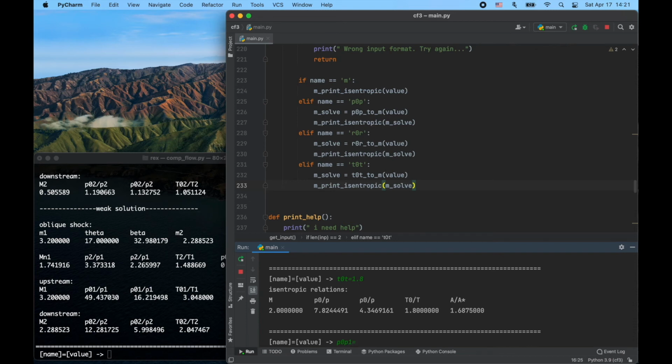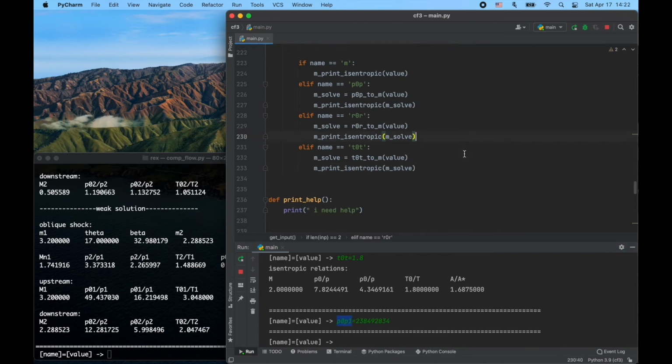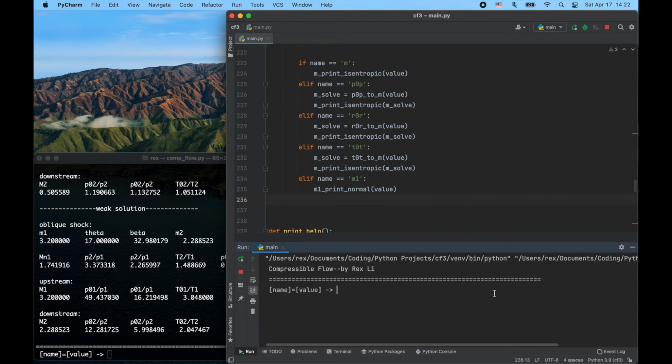All right, this is isentropic relation, and the next is normal shock relation. For normal shock, the core is Mach number 1, right? So Mach number 1, print normal and value. Let's see. M1 is 2.7. Yeah, correct.